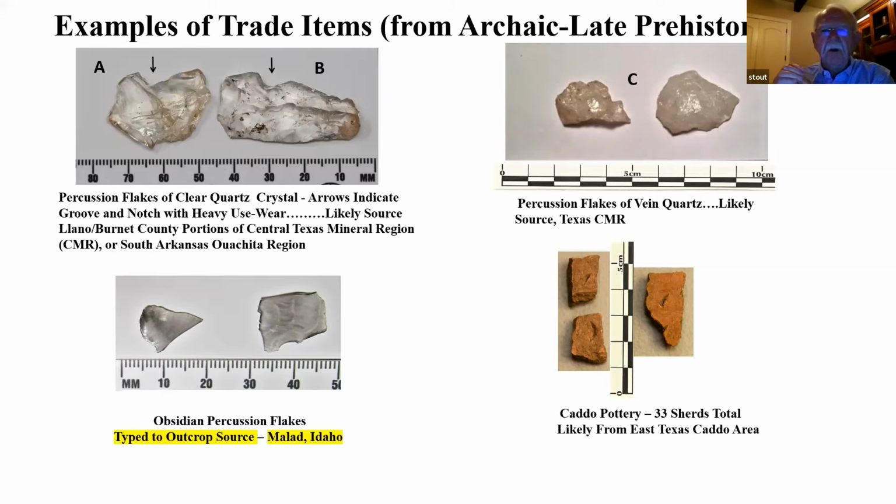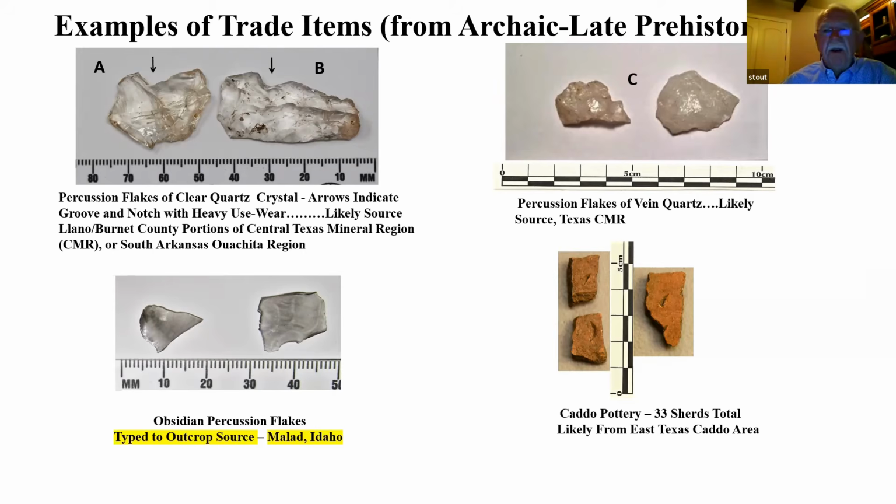But the prize of the whole trade item list are these two small flakes here. These are cultural flakes. They were obviously knapped or chipped from a larger piece of obsidian. And the nice thing about obsidian is you can actually have it typed and they can figure out what outcrop it came from. So we sent these flakes off to a special lab, and with their vast database, they were able to determine that this obsidian came from Idaho.